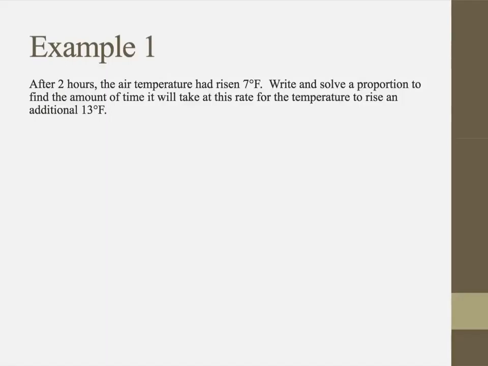It says, after 2 hours, the air temperature has risen 7 degrees Fahrenheit. Write and solve a proportion to find the amount of time, that's the thing we have to find, the amount of time it will take us at this rate for the temperature to rise an additional 13 degrees Fahrenheit. Well, the first thing that we have to do is write a proportion. So we're going to let T equal the time in hours.